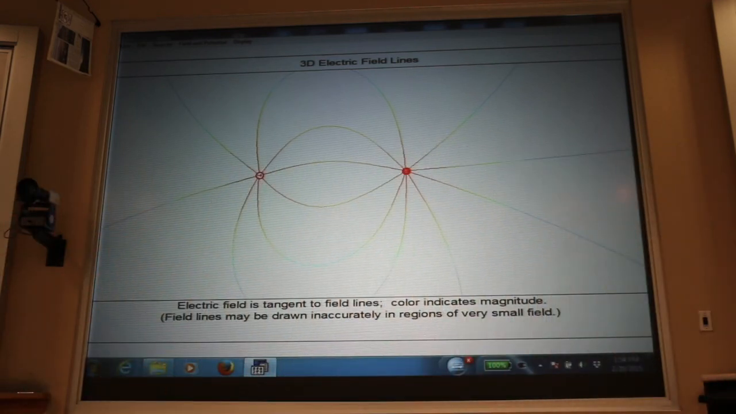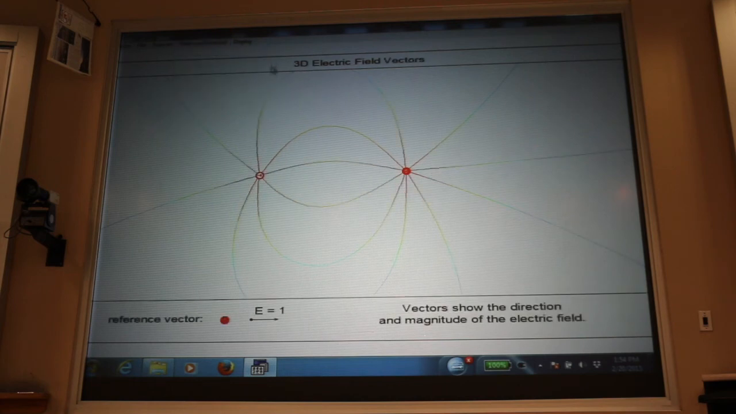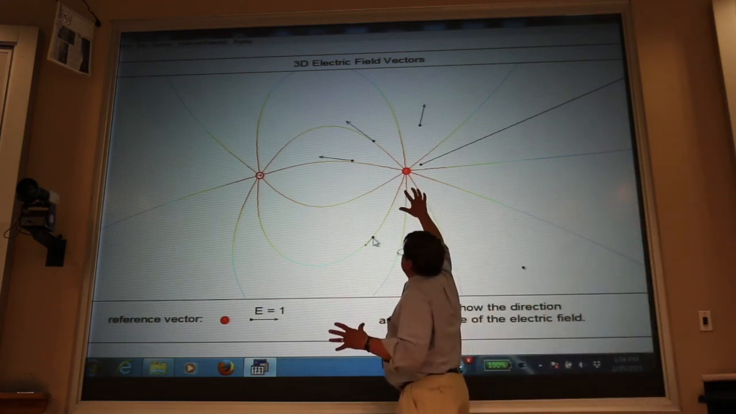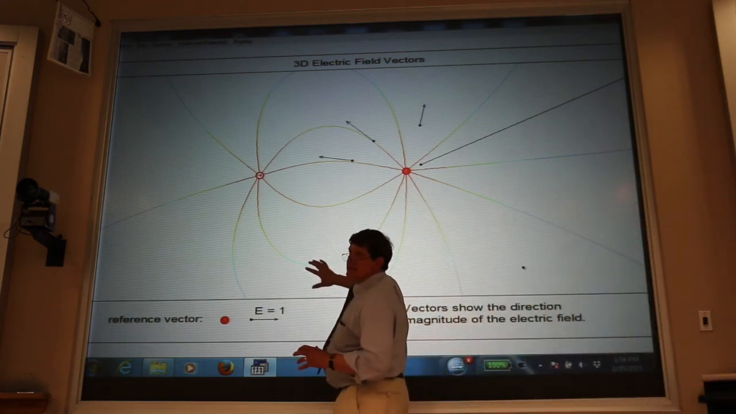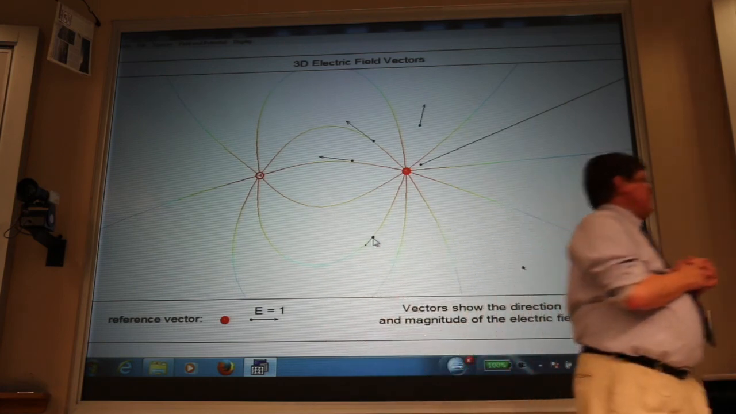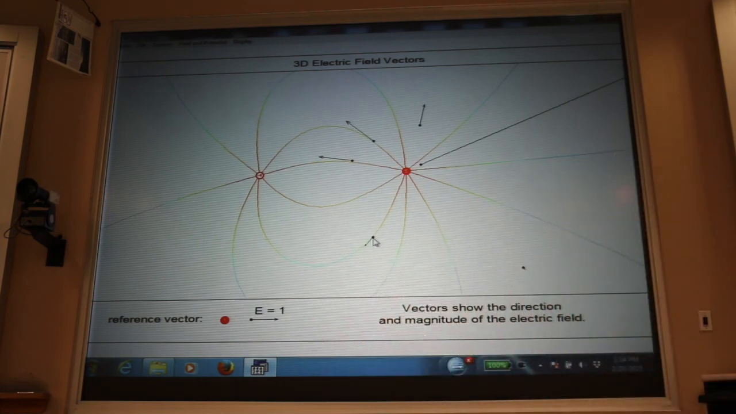If I go back to the vectors, where the field lines are close together, I get a big vector. Where the field lines are far apart, I get a smaller vector. Where they're really far apart, I get a teeny vector. But those vectors are always tangent to the field lines. Okay? And so these field lines paint a picture. I know it's stinky here. It's not stinky there. And I know the direction of the field. Now, questions about those field lines.